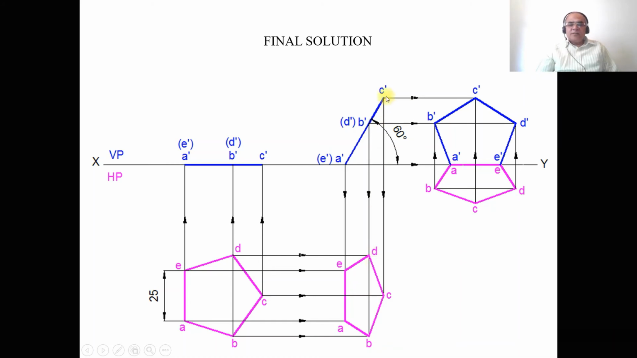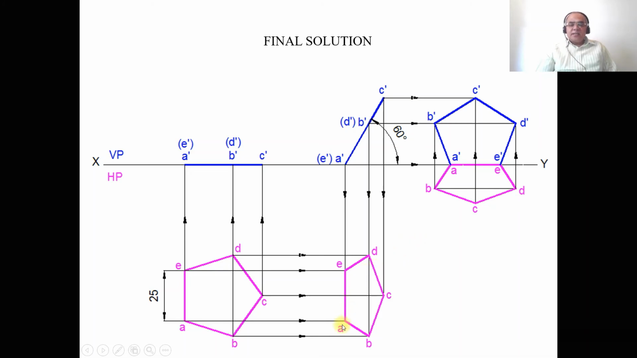Similarly, draw a vertical projector from C dash and draw a horizontal projector from C of the first position top view, and these two lines will intersect at this point, and you mark this point as C. Then join A to B, B to C, C to D, D to E, and E to A with a dot line, so that you are going to get the second position top view. Now you have to write the third position top view.